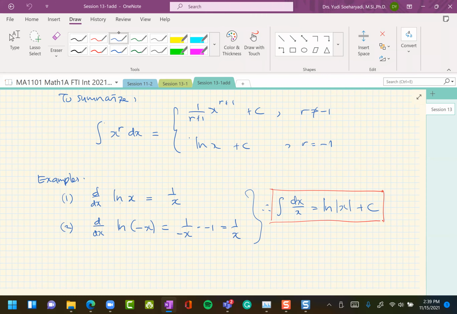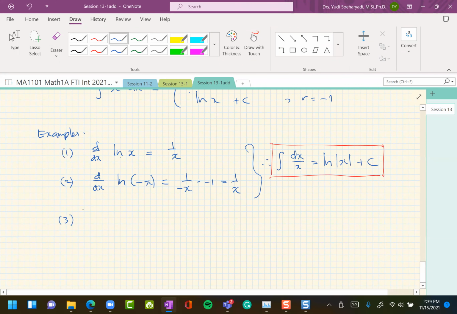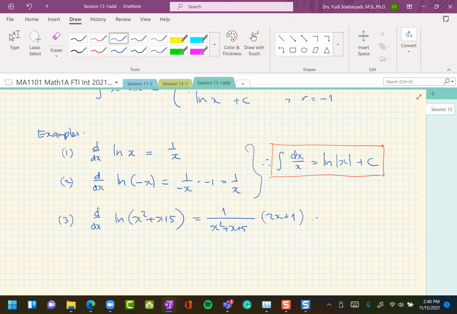Okay, so let's see. There's another example. What if ln of, say, x squared plus x plus 5, for example? It looks like this. All right, so this is 1 over this, by the ln rule. You gotta multiply by the derivative of this. So 2x plus 1.